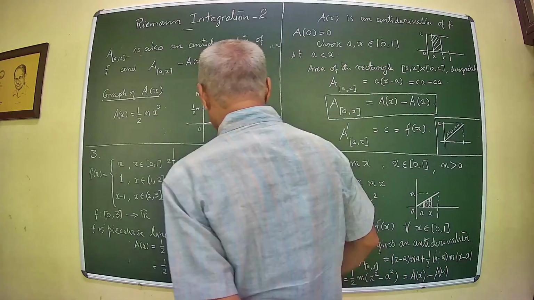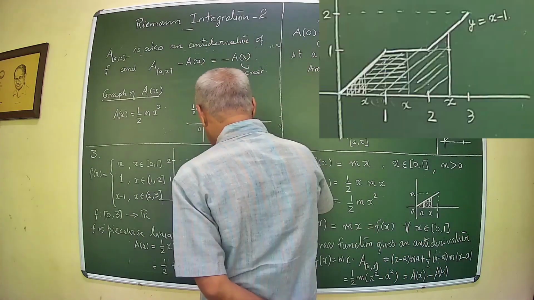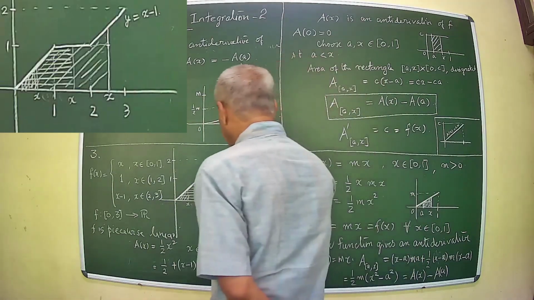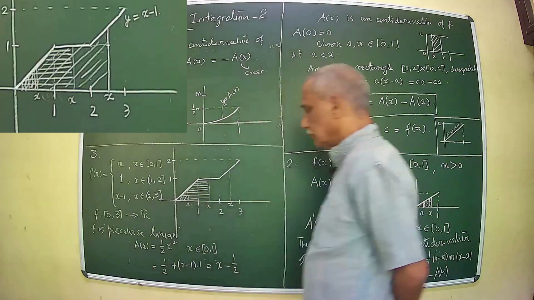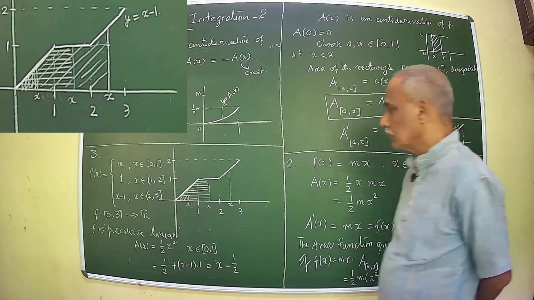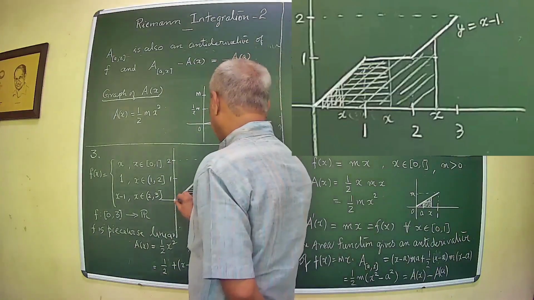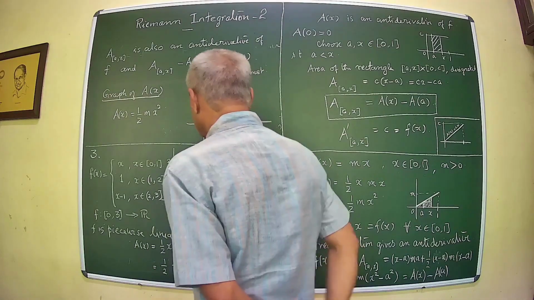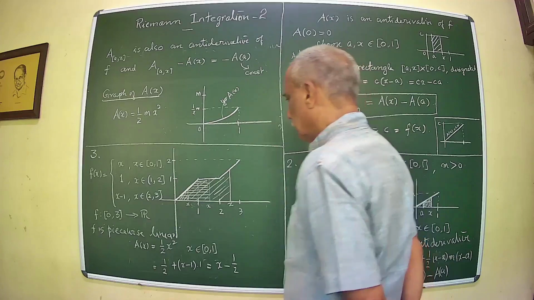Now you take x to lie between 2 and 3. So choose an x somewhere here, and then you have to compute the area of this whole region. This is what we have to compute.